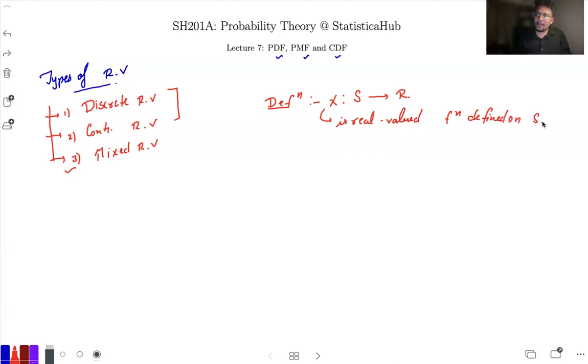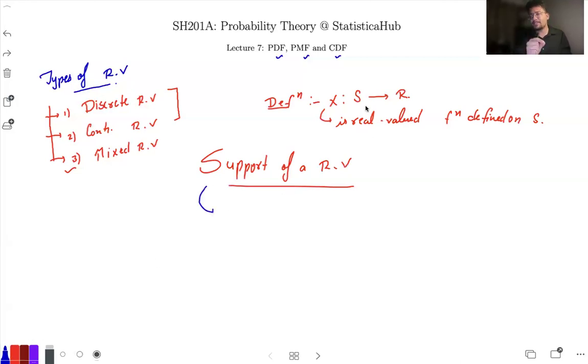Now I hope you remember the meaning of the support of a random variable. So again, I will go for support. What was the support? If we recap, we covered in the last lecture that a random variable takes the sample space and gets values in the real numbers. The support of a particular random variable is just the range of the random variable.